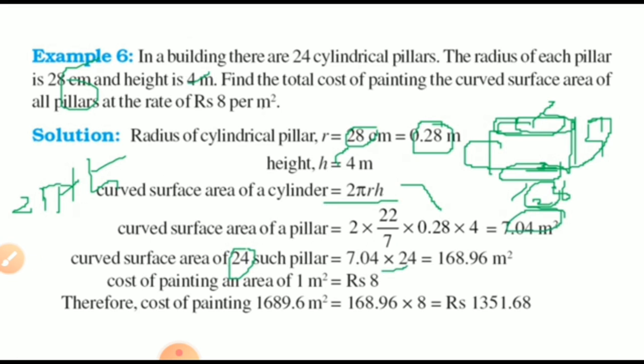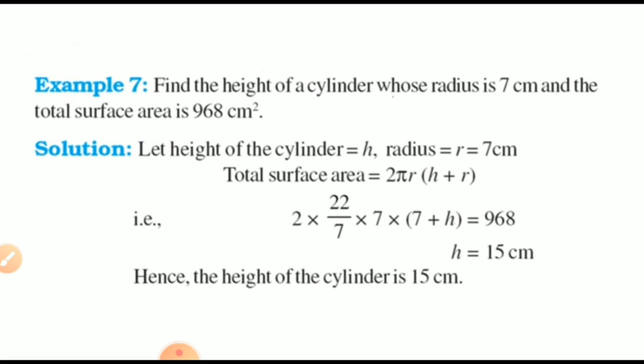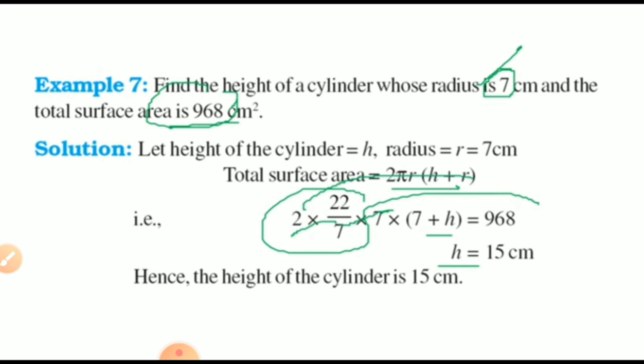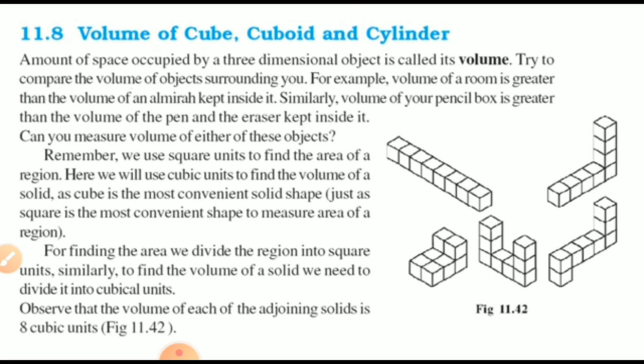So after simplifying, you have 168.96 meter square surface area of the given object, then write the proper unit. Find the height of the cylinder whose radius is 7 cm and total surface area is 968. Student, any two things are given, we can find the third. Easy? Yes. In place of total surface area we write 968, the radius is 7, but height is not given. Just simplify and transpose the numbers to one side, and on the other side keep the variable height.